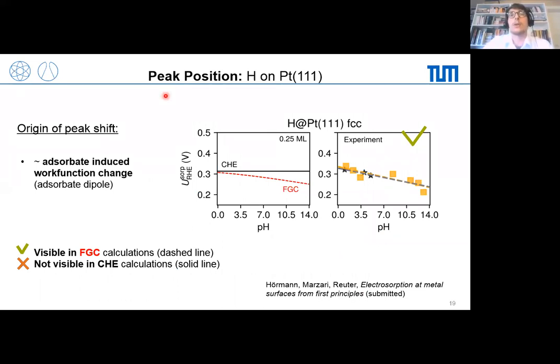In fact, we can now understand where potential pH shifts can derive from. Here we looked, for example, at protons on platinum-111. What we found is that in these fully grand canonical calculations, this proton electrosorption peak position shifts with pH. It shifts to lower potentials on the RHE scale with increasing pH values. And this is in very good agreement with the experiment. We could also see that the size of this shift is directly related to the adsorbate-induced work function changes.